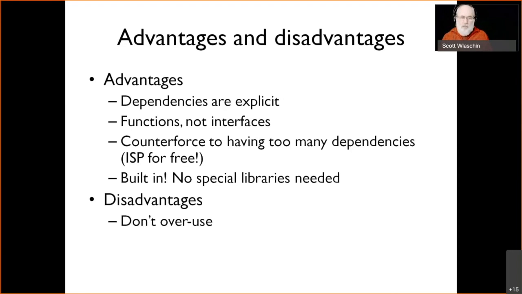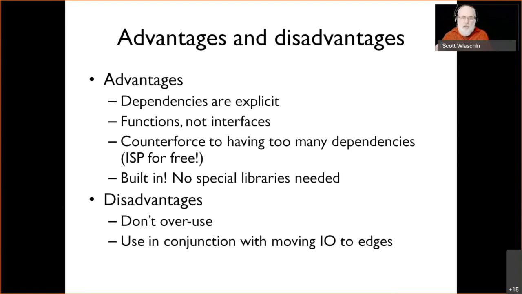Downside is it's easy to overuse, and I would definitely use it in conjunction with moving I/O to the edges. You should be using the onion architecture or the ports and adapters architecture, hexagonal architecture, one of those things where the I/O is all at the edges. So your pure code, in fact, does not need to have any dependencies. It's not actually talking to the outside world. It's not actually doing stuff. So if you can do that, that's great, because then you don't need to inject dependencies at all.